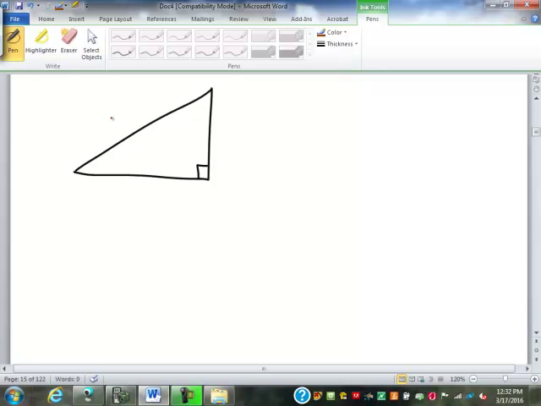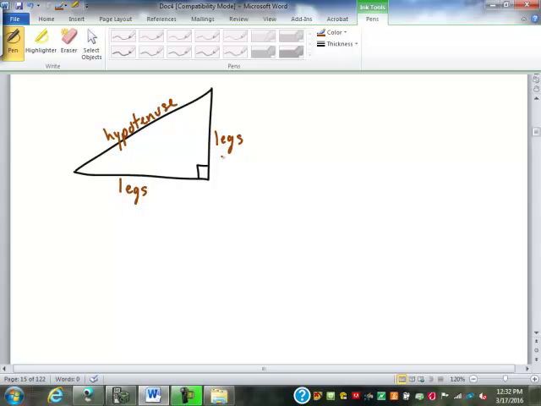The hypotenuse. And the hypotenuse is the side that is not part of the right angle. It's actually what we call opposite or across from the right angle. The other two sides are called what? They're called legs.